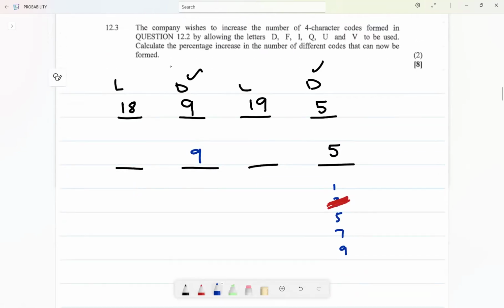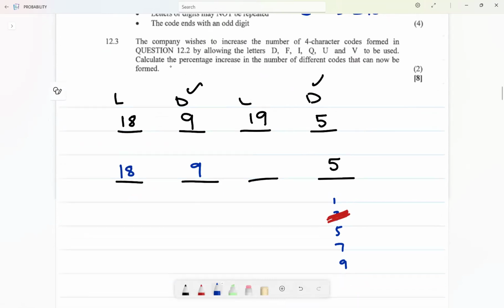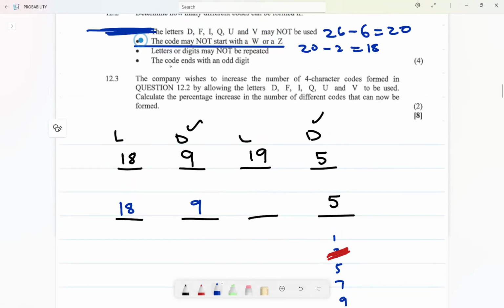I mind writing them, guys. 18 letters can fit here, which are A, B, C, E, G, H, J, K. I'm just trying to call them without including these ones. I hope it makes sense. I can't write them all, there are a lot of them.